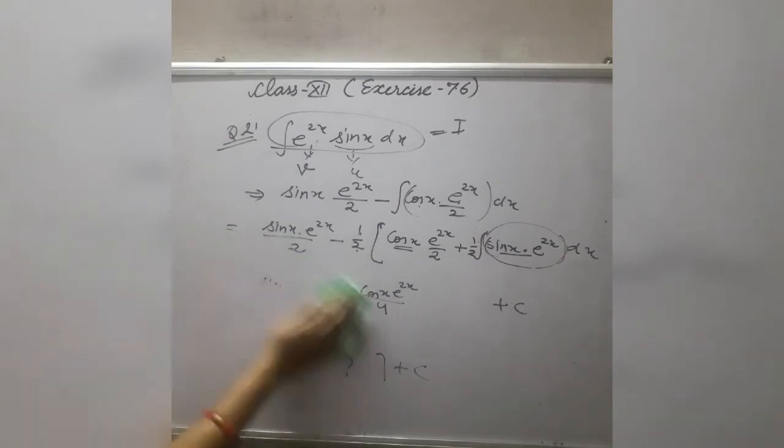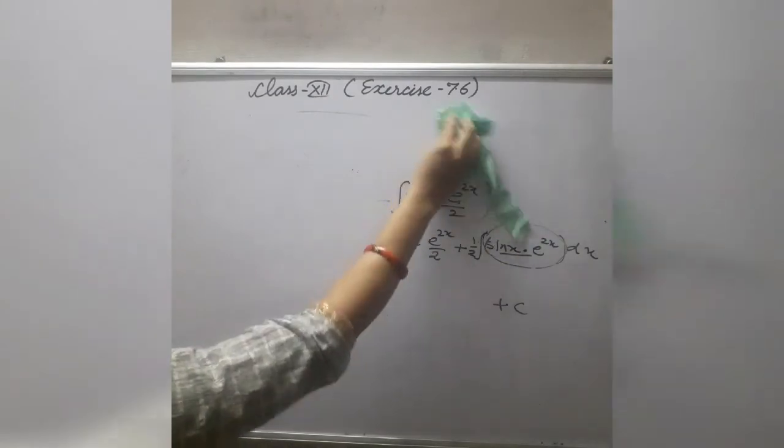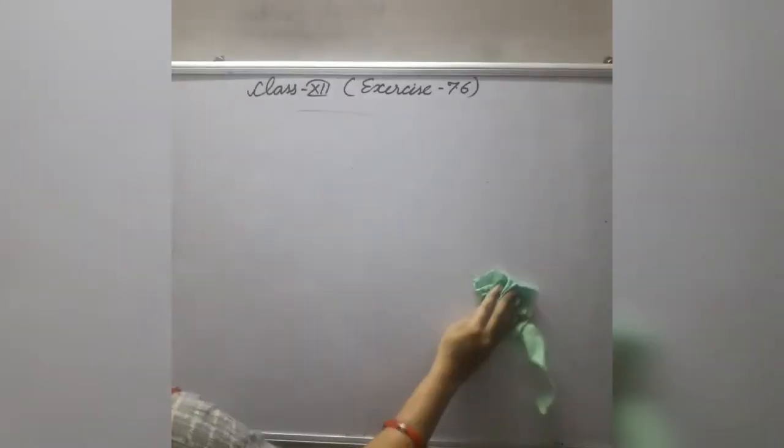Two times we have used integrating by parts in the 21st question. After that again we get the statement, then in place of the statement we have written I, because we supposed the complete statement is I.